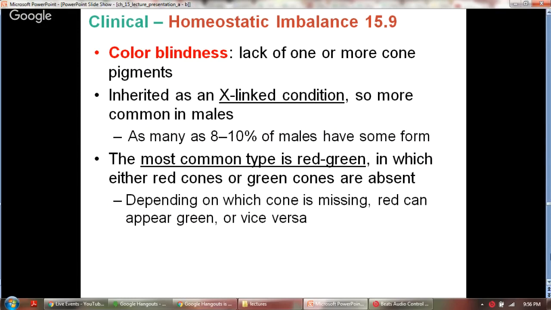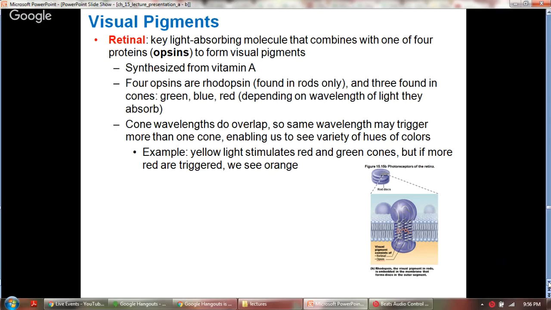and you would see color depending on which cones are absent. After that, let's look at some visual pigments involved with vision. The first one would be retinal. It's a key light-absorbing molecule which combines with one of four proteins called opsin to form visual pigments, and it is synthesized from vitamin A.